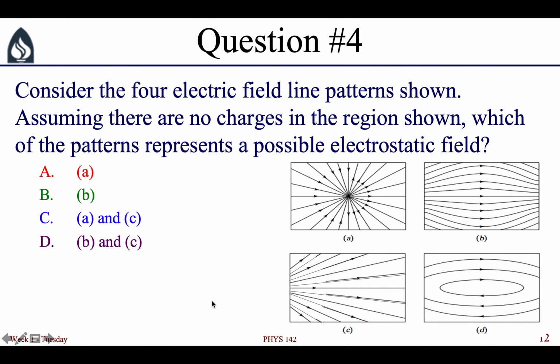So next, let's look at this question. Consider the 4 electric field line patterns that are shown. Assuming there are no charges in the region depicted, which of the patterns represents a possible electric field?